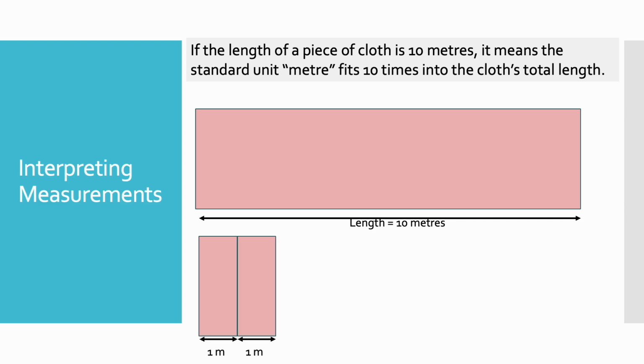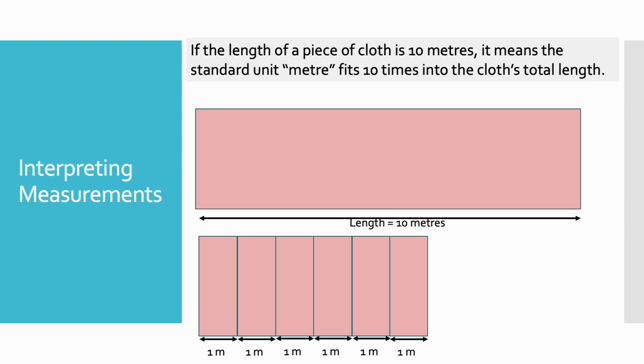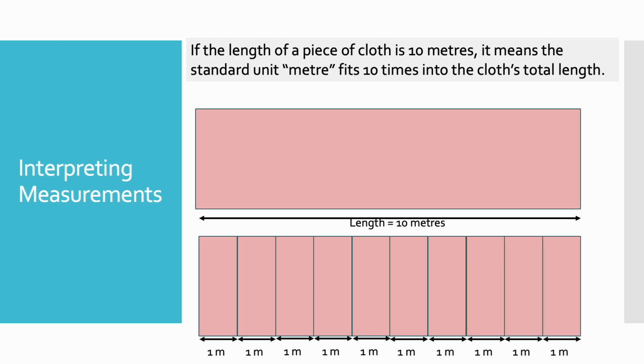So if we break down this length, it's like repeating the 1 meter length 10 times as shown here at the bottom. Each section represents 1 meter, and when we count them, we get the total length of 10 meters. This is a simple way of breaking down lengths using standard units.